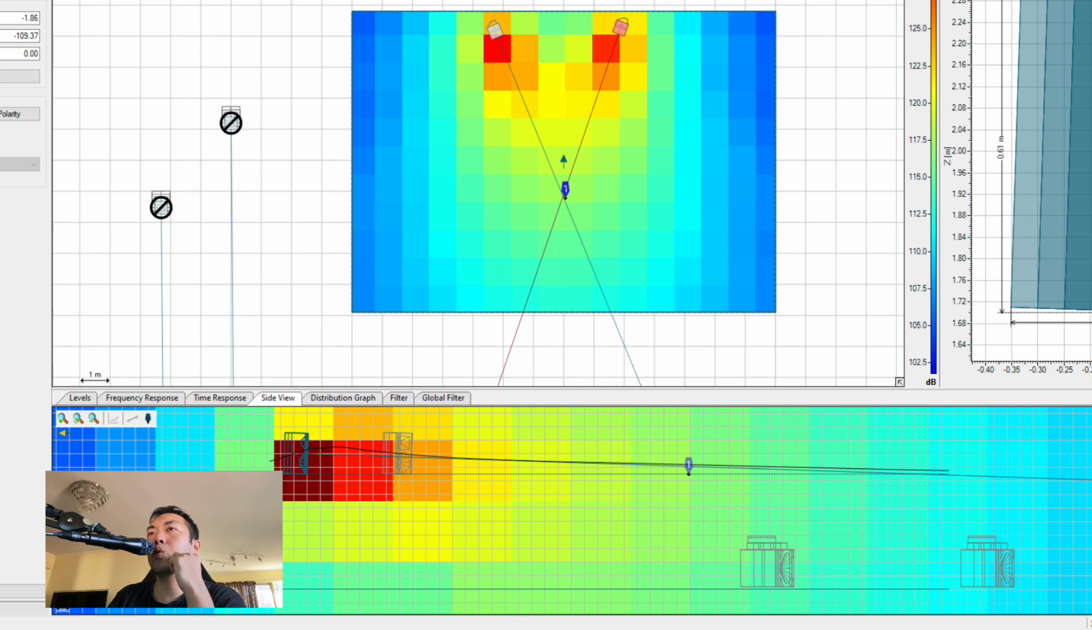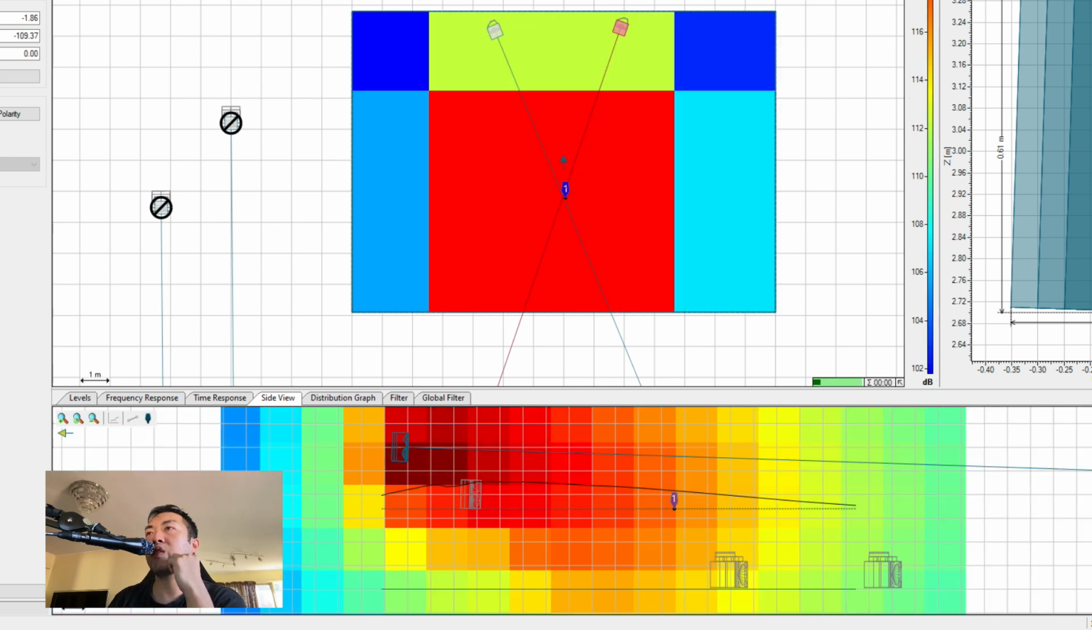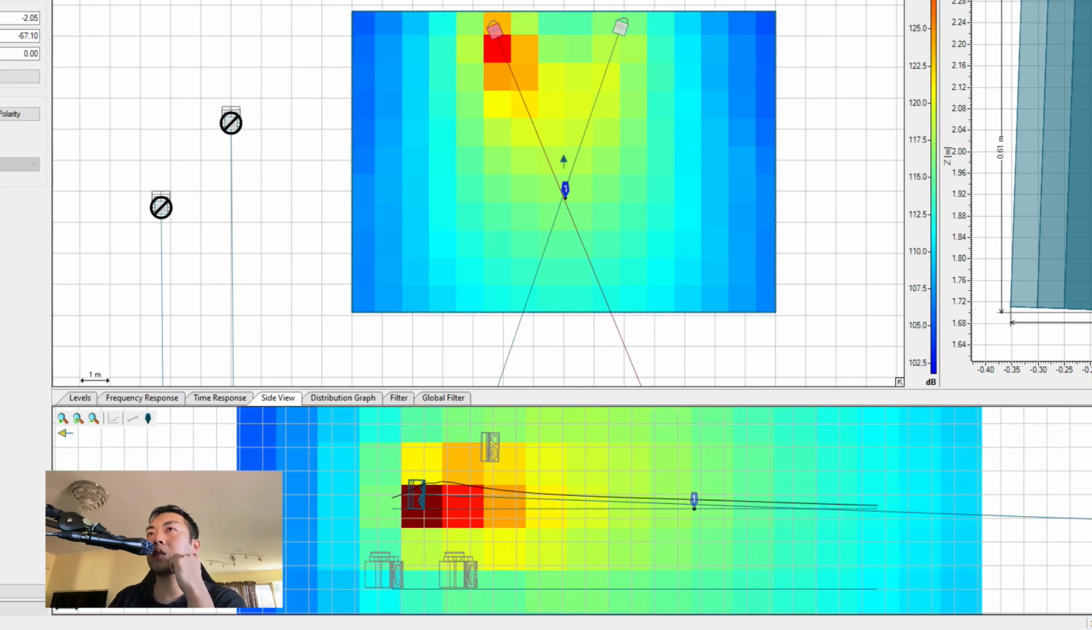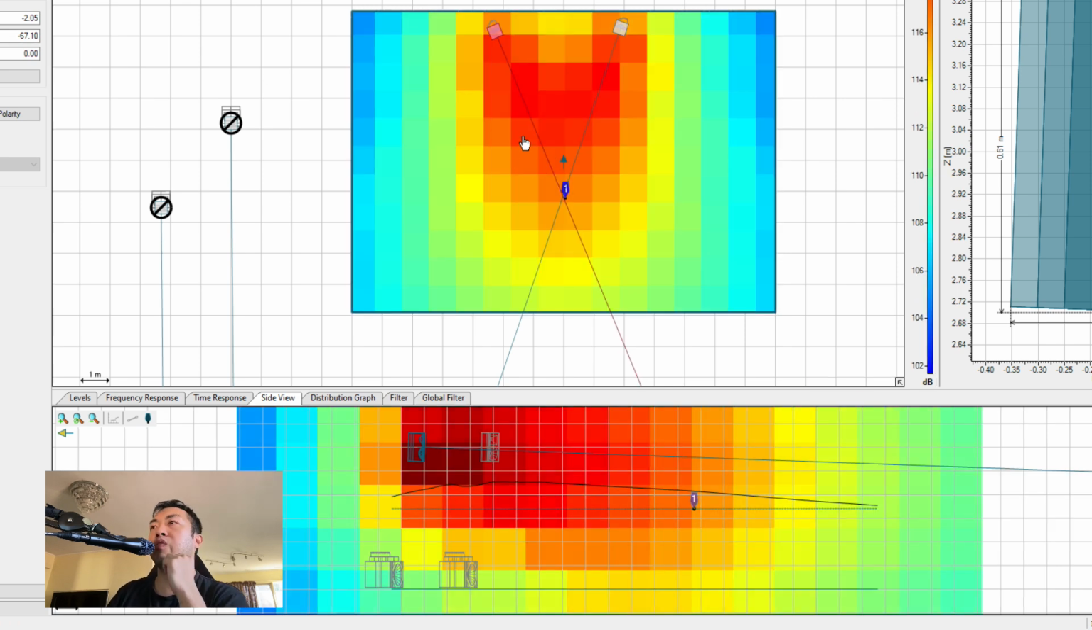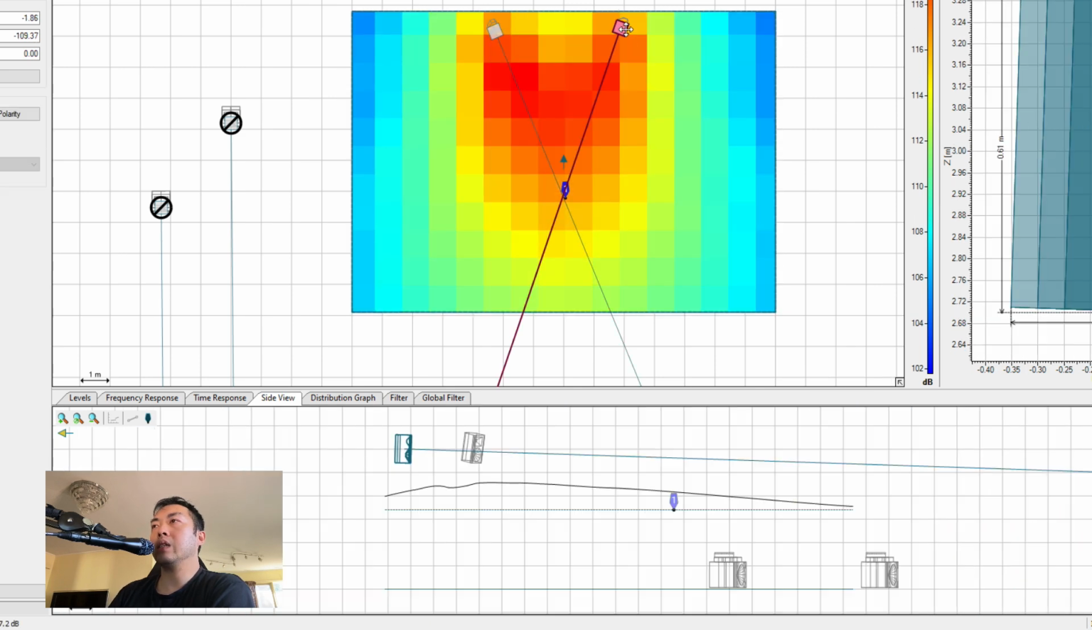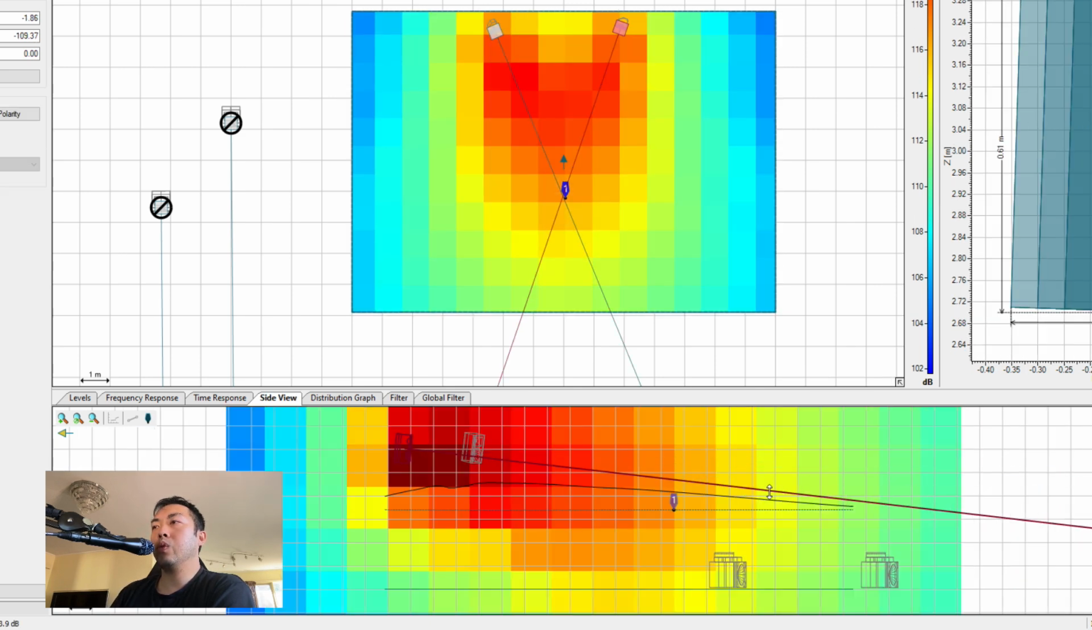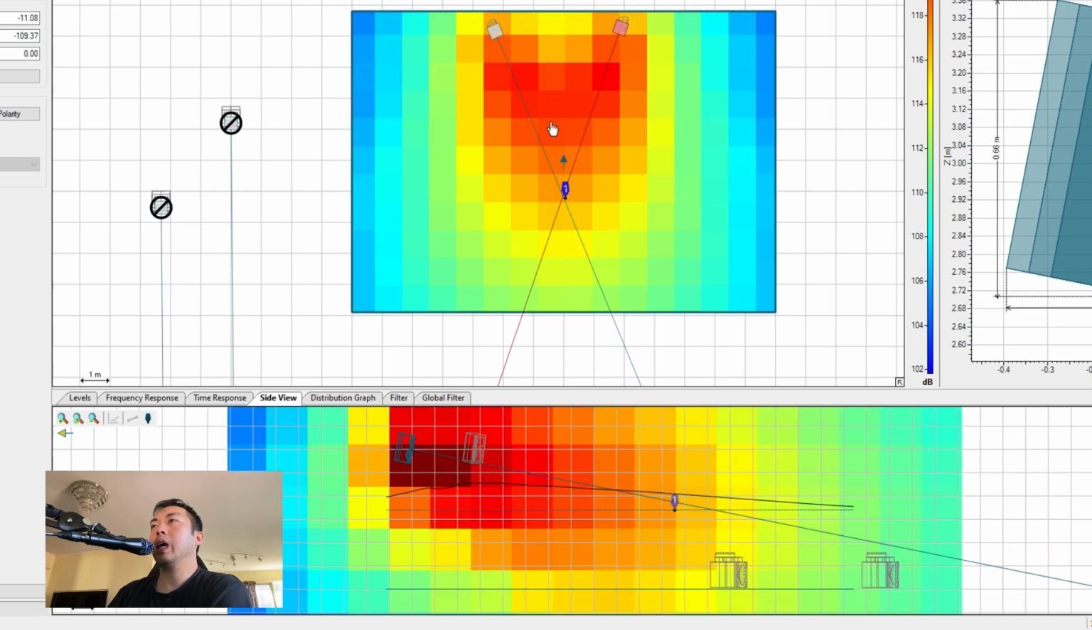Let's see what happens when you raise it another meter or 3 feet. So we'll raise it 3 feet. And then magically, just by raising it 3 feet, you can see that there is all of a sudden a much louder zone. Then why don't we aim it down again at the audience, and then there you have it.